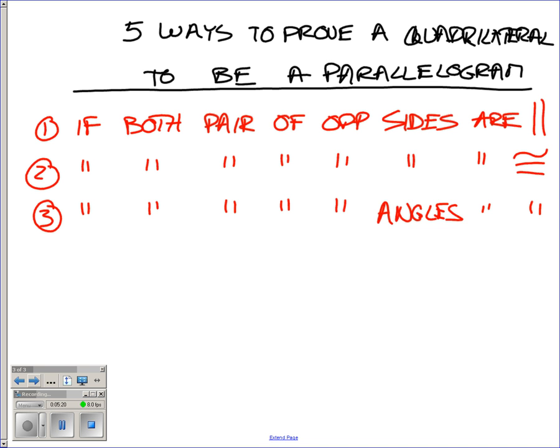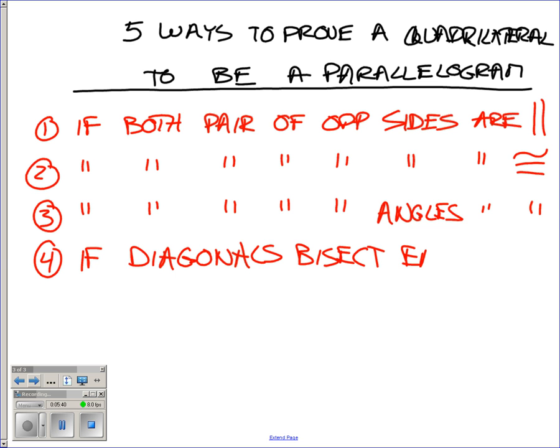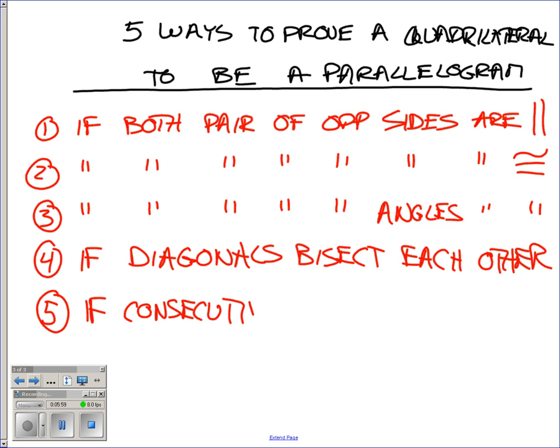The fourth one that we had from this set was the diagonals. If the diagonals bisect each other, so if the diagonals bisect each other, that quadrilateral is a parallelogram. And then the last one was if consecutive angles, in other words, not skipping any, if consecutive angles are supplementary.